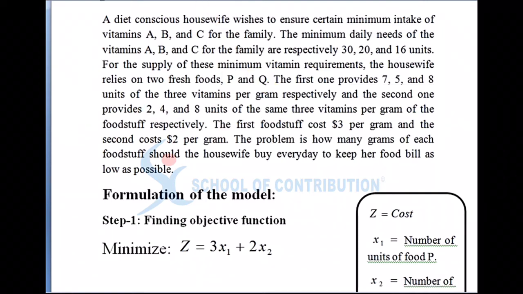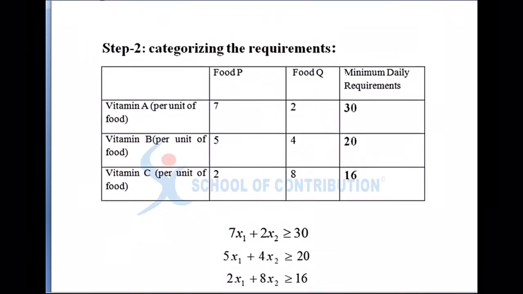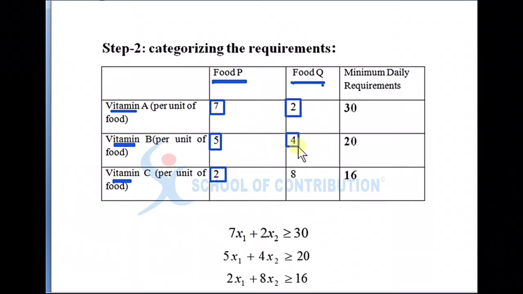So given this information, we can easily categorize and find our constants from here. So far we have two kinds of food, P and Q. These are the two different kinds of food the housewife wishes to purchase, and the housewife needs vitamin A, vitamin B, and vitamin C. Every gram of food P provides 7 units of vitamin A, 5 units of vitamin B, and 8 units of vitamin C. Every gram of food Q provides 2 units of vitamin A, 4 units of vitamin B, 8 units of vitamin C.